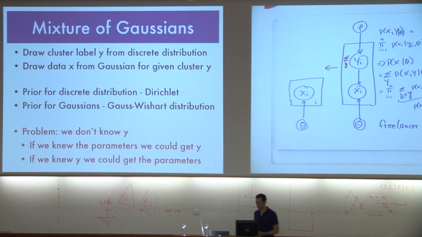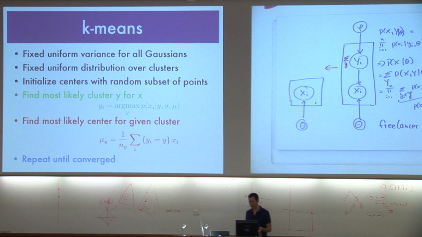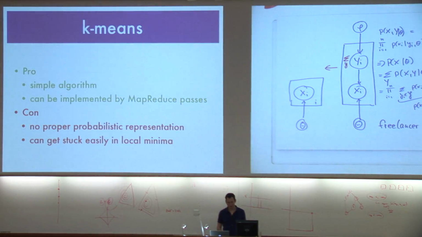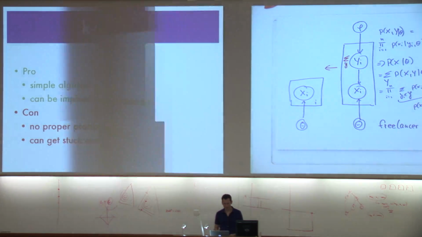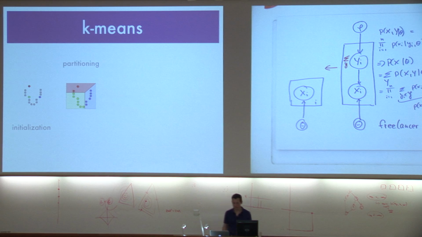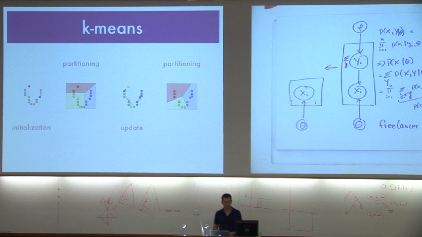There are a couple of ways we can do this. The simplest, and I sort of alluded to that already in the lecture before, is k-means. It's kind of a caricature of what a graphical model does, namely as follows. You fix a uniform variance for all the Gaussians. You fix a uniform distribution over all the clusters, so each cluster has equal weight of occurring. You randomly initialize everything. So these are horrible assumptions, right? And then you just find the most likely cluster for all the data points, and then you find the most likely center for a given cluster. And you just repeat until you get stuck in some local minimum. It's very simple, and you can easily implement it in MapReduce. But it's not very good because it doesn't give you a particularly good probabilistic representation. You can get stuck in local minima and so on. So here's a simple example. You take some data points, you start with them, you partition, and then you update, and you keep on doing this. So it's very simple.